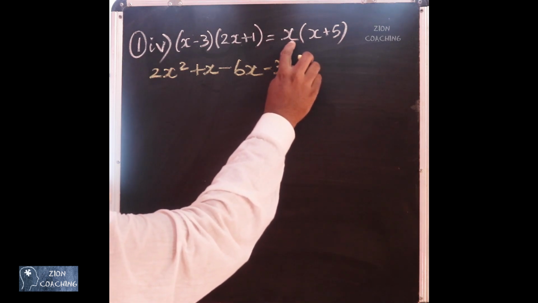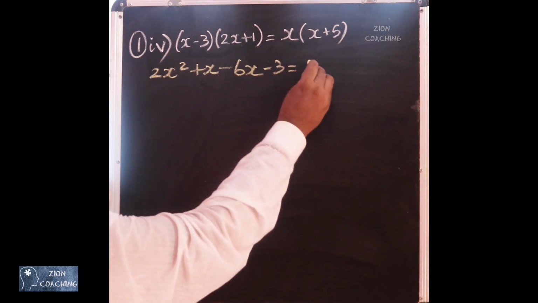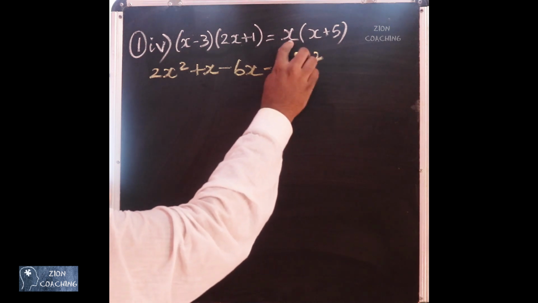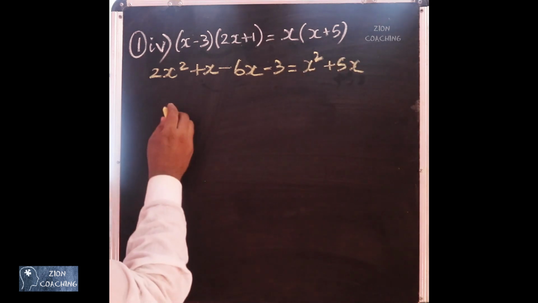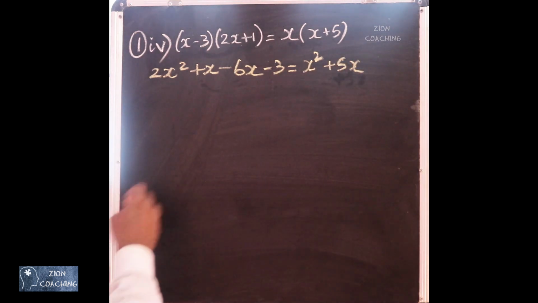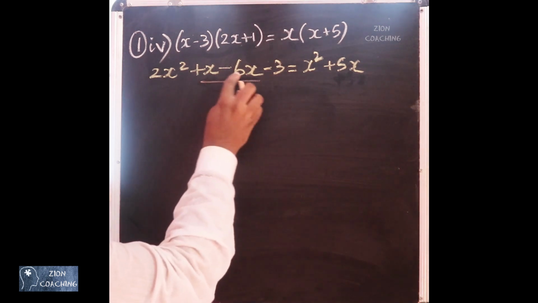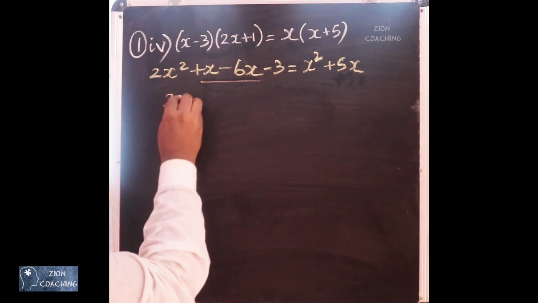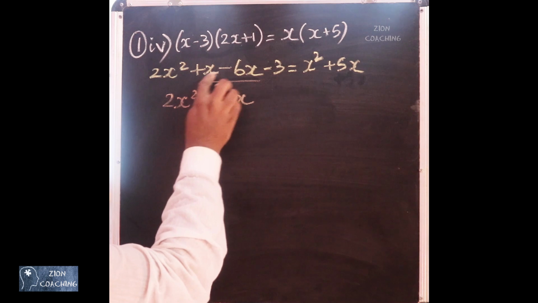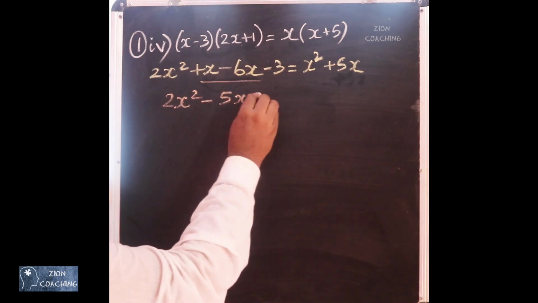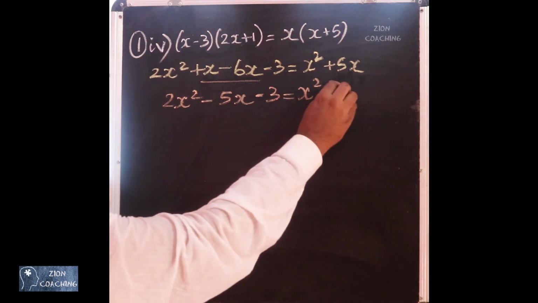Now in this side we are going to multiply inside the brackets by x. X into x is going to be x squared. X into 5 will be 5x. The next step, we are going to combine the common terms. We are having x and minus 6x. So we will have 2x squared minus 5x, because 1x minus 6x is minus 5x. Minus 3 equal to x squared plus 5x.